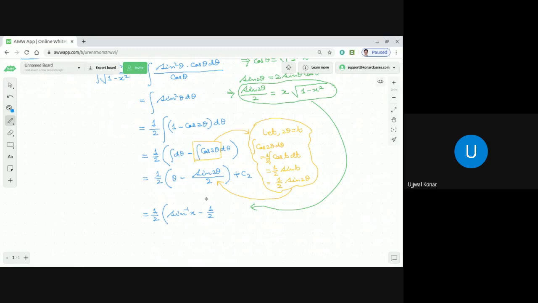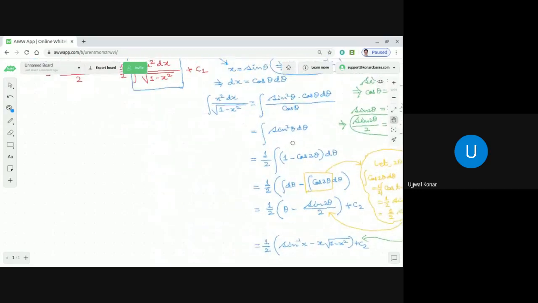So let me remove this. It will be x into square root of 1 minus x square plus c2. Is it perfectly fine?